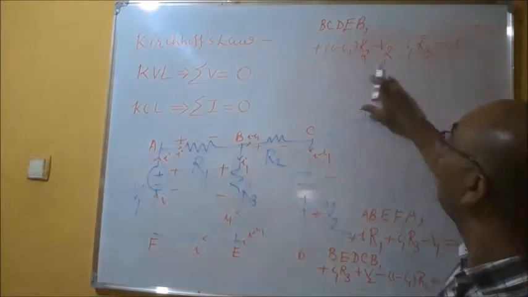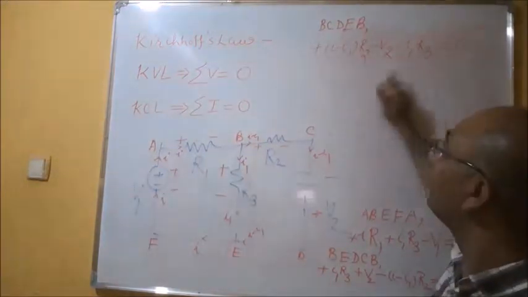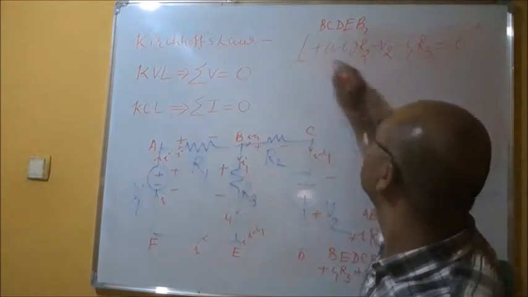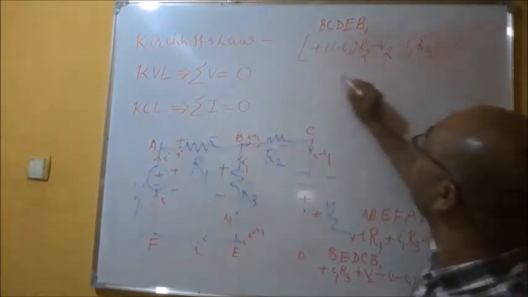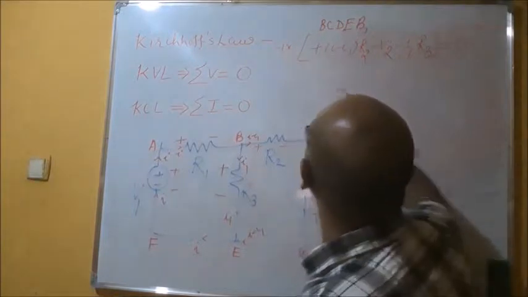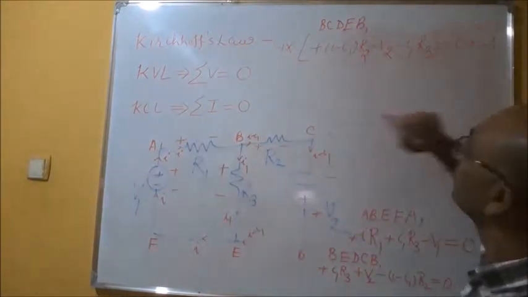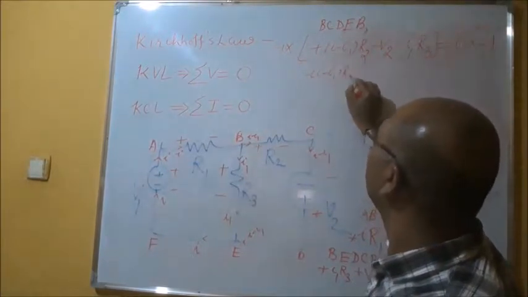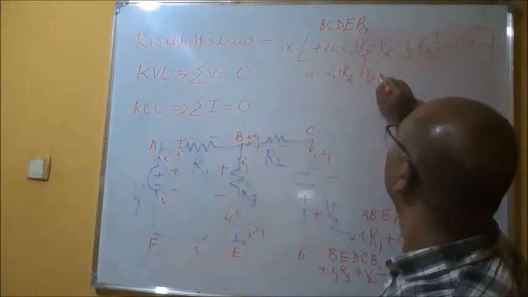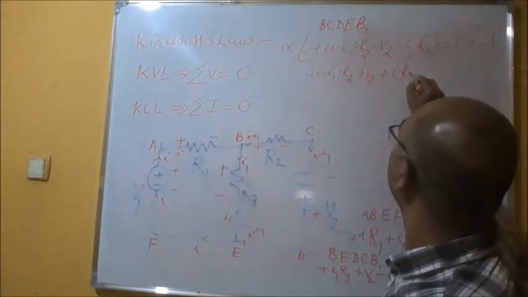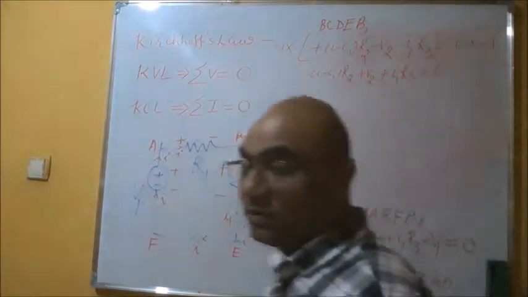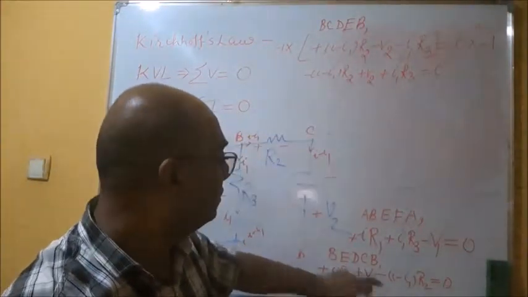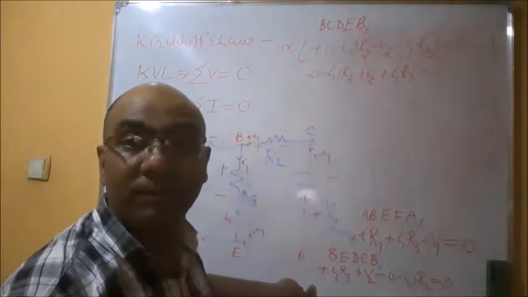If I multiply the whole equation by minus 1, what will I get? Minus times (I minus I1) R2 plus V2 plus I1 R3, and this equals 0. So you see, now you compare this equation with the earlier equation, both are the same.